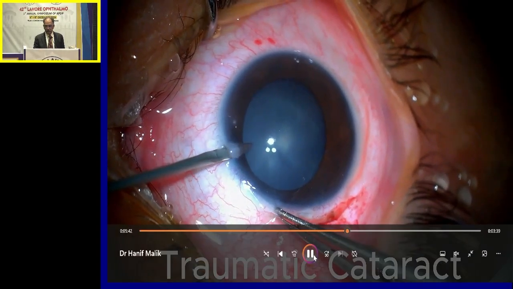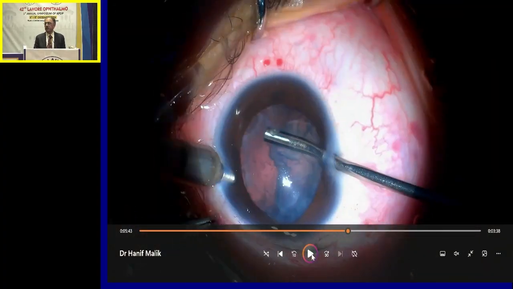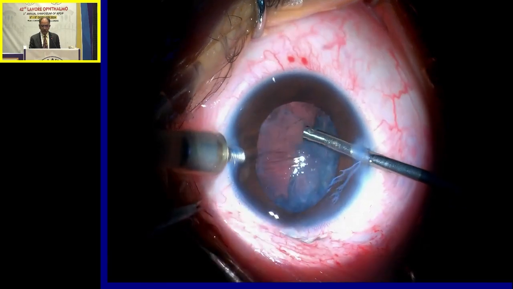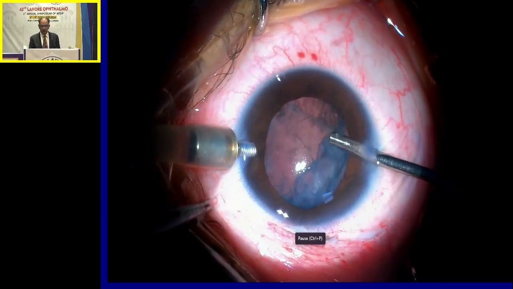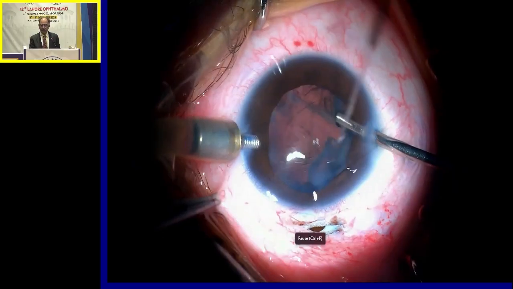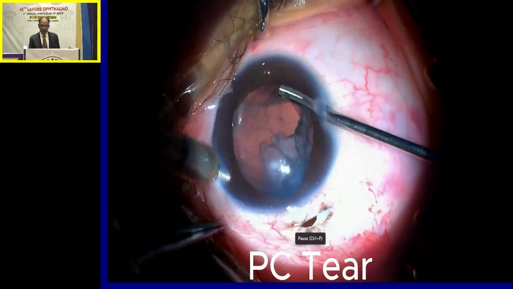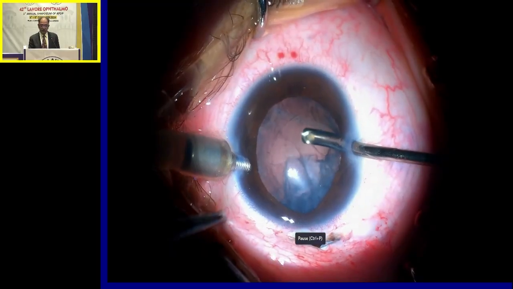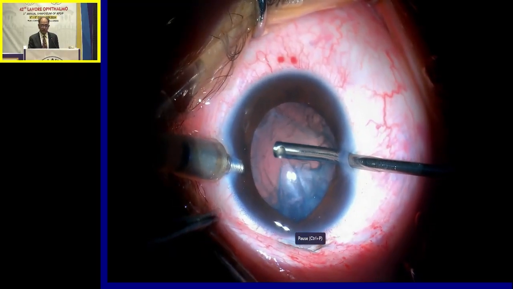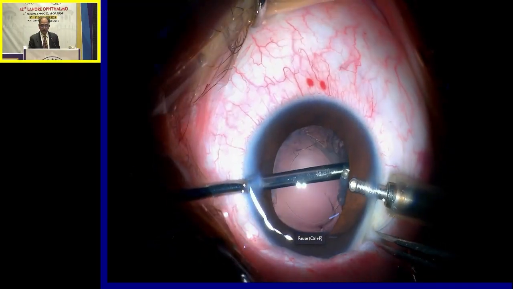Sometimes you come across patients of trauma, and the PC is generally compromised in these patients. So be careful when you are doing the lensectomy in these cases. You see the PC is open behind the lens. There is a PC tear. I did the anterior capsulotomy and anterior vitrectomy.